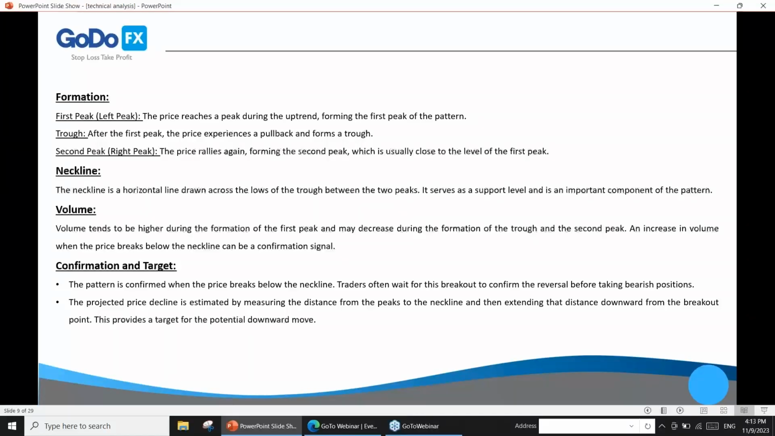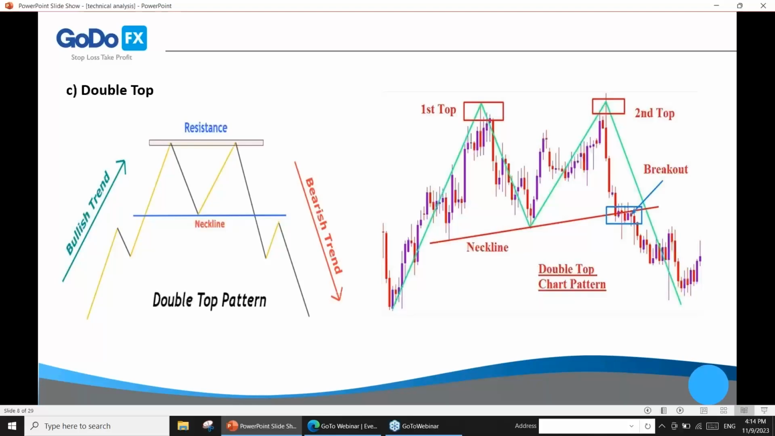And the projected price decline is estimated by measuring the distance from the peaks to the neckline and then extending that distance downward from the breakout point, and this provides a target for the potential downward move. Similar to the first two reversal patterns, we also should draw a vertical line from the resistance to the neckline. Then we're also going to do a copy and paste of it downward from here, where we indicate our target, which is also going to be the take profit.